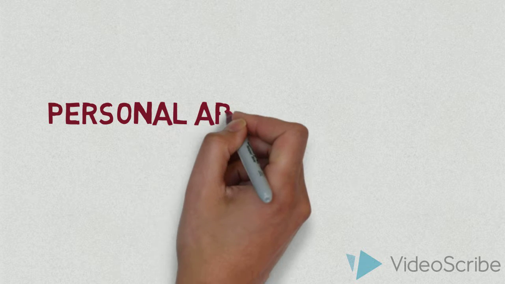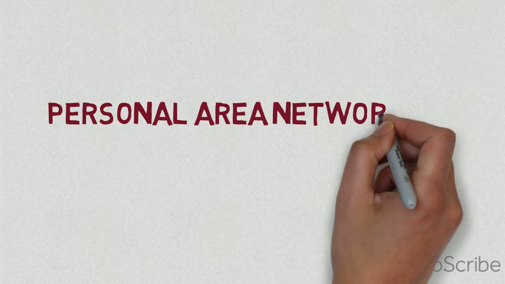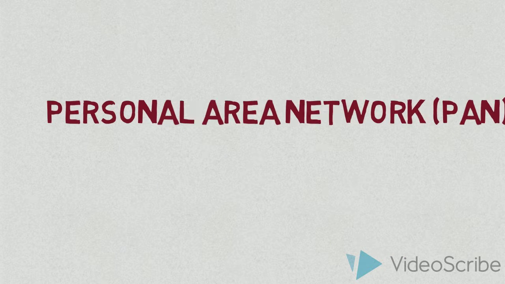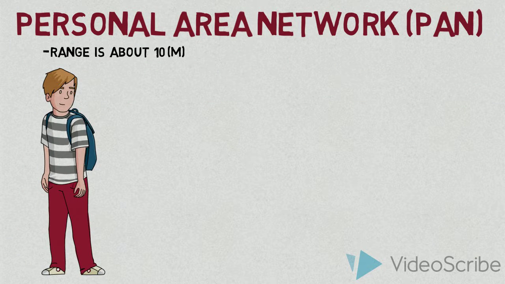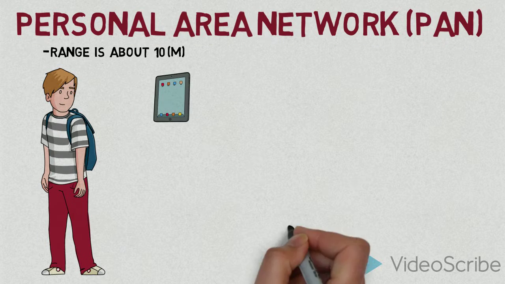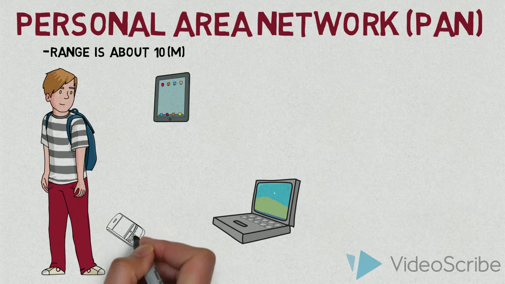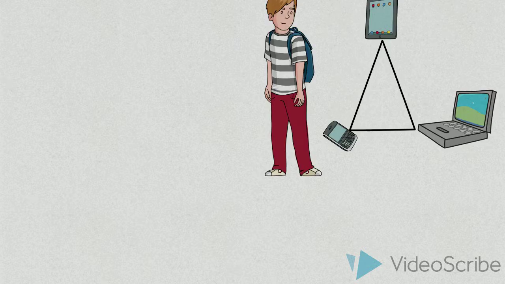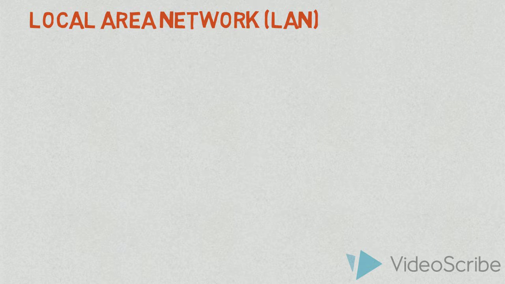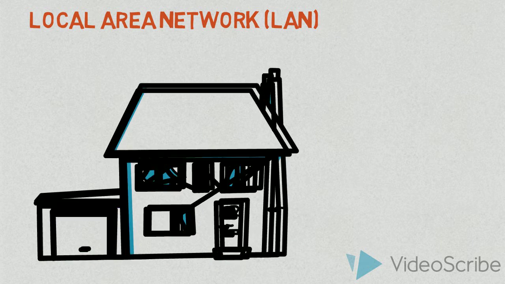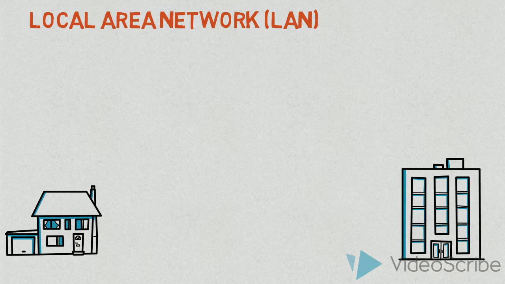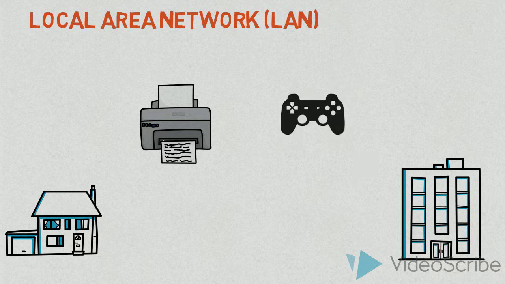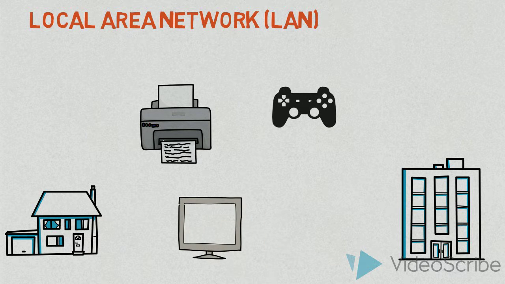Personal area network. Interconnection of devices that are within the range of a person is a personal area network. It is usually through Bluetooth. The range of a PAN is about 10 meters. Local area network. It is the connection between a small number of devices. It can be a connection between devices that are within a house, a small office, or a building.